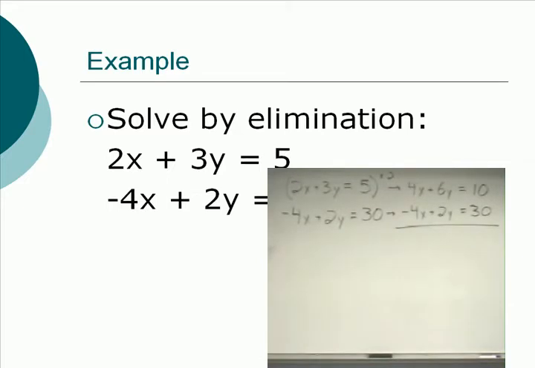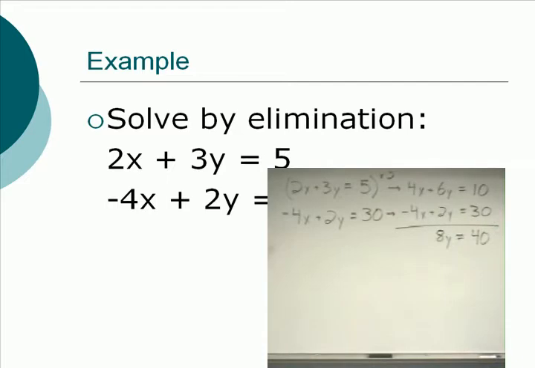The reason that we do that is because you can add equations together just like you can add expressions. But we have to make sure that the columns are aligned. This one was set up so that the x columns, the y columns, and the constant columns all align. Now, 4x minus 4x is 0. See why it's called the elimination method? You eliminate one variable. 6y plus 2y is 8y. And 10 plus 30 is 40.